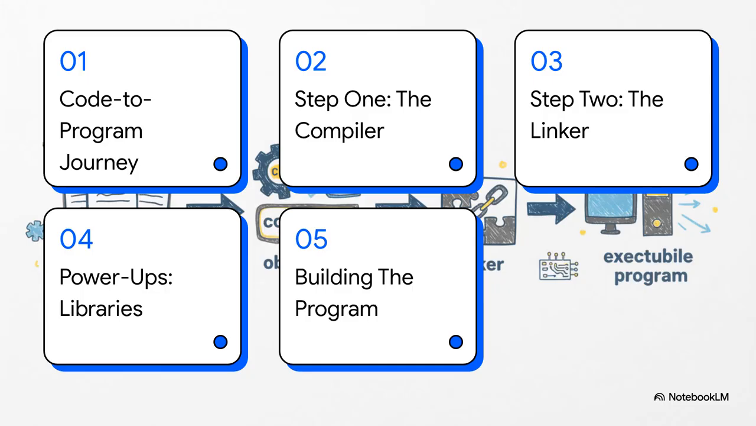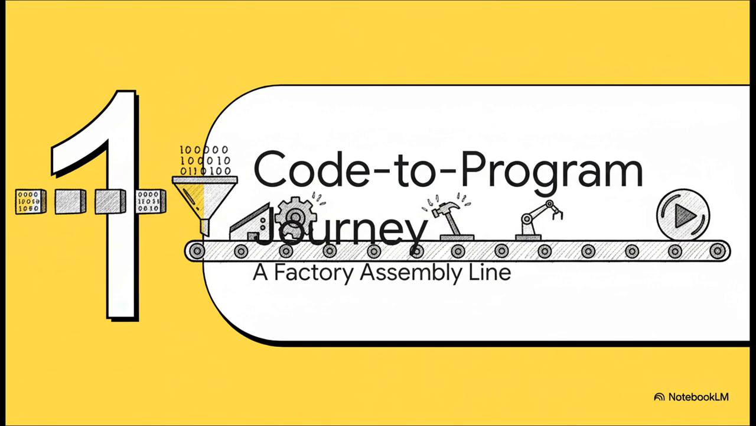So here's our game plan for today. First, we'll get a bird's eye view of the whole journey. Then we'll meet the two main players in this process, the compiler and the linker. After that, we'll talk about these cool things called libraries. Think of them as power-ups for your code. And finally, we'll see how it all comes together to build the final program. All right, let's kick things off with the big picture.